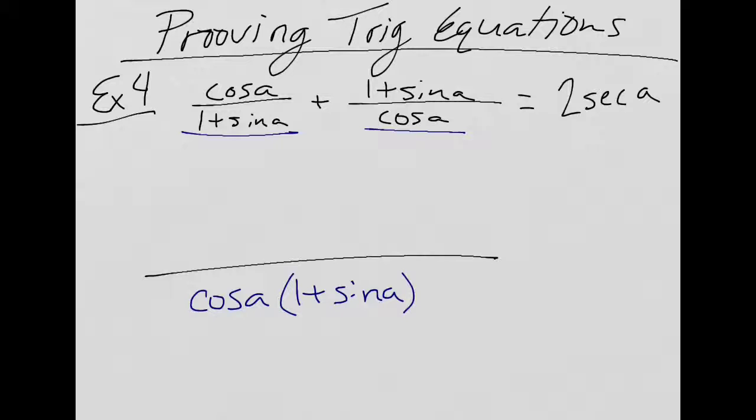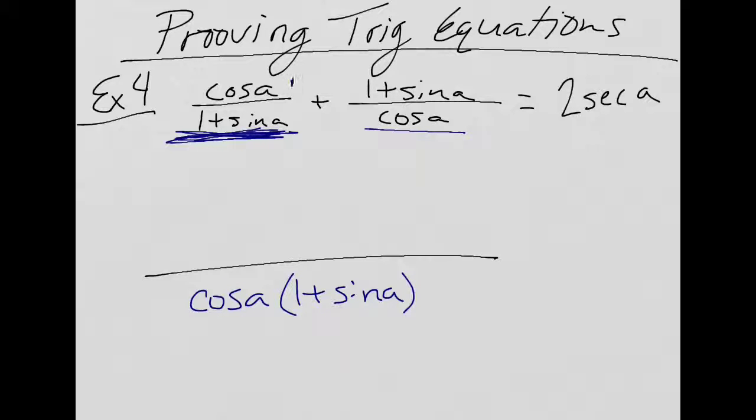Now what I have to figure out is, what did I multiply this first fraction by to get the denominator on the bottom here? What did I multiply it by? I multiplied it by cosine A. So if I multiply the bottom by cosine A, I have to multiply the top by cosine A.